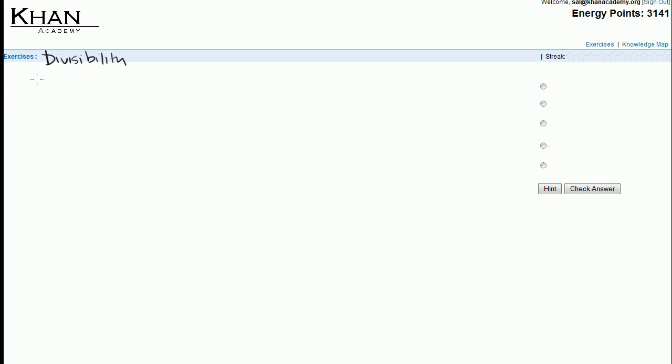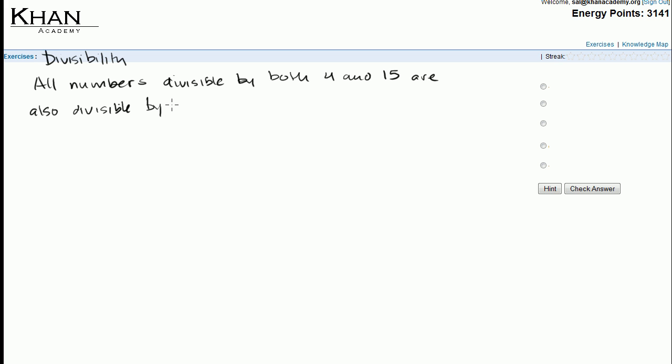So the question might read, all numbers divisible by both 4 and 15, and we'll have to pick numbers that are interesting, are also divisible by which of the following? And maybe the choices are 6, 18, 24, 45, and 8.